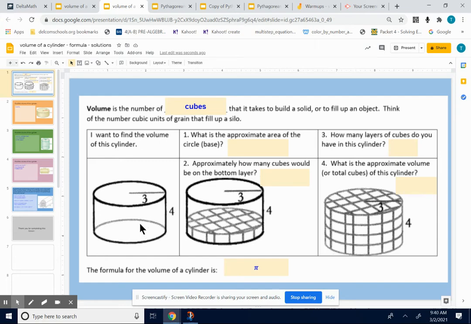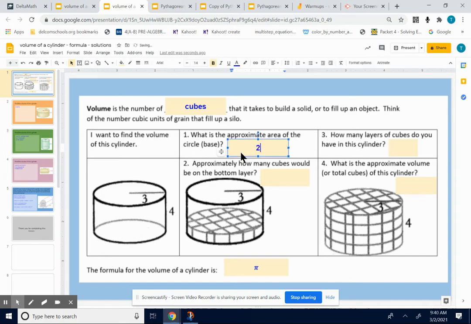The area of a circle with radius 3 would be pi times r squared. I'm just using my calculator, taking 3.14 times 3 times 3. So 28.26 is the number of little squares on my circle. Area is the squares.